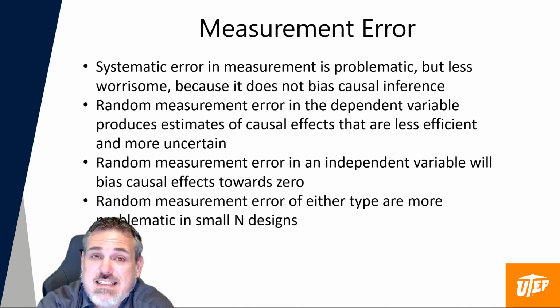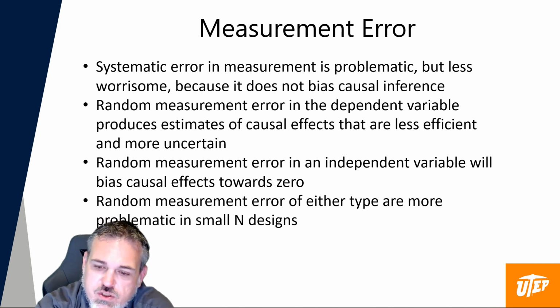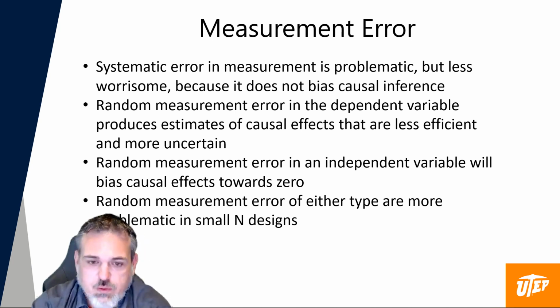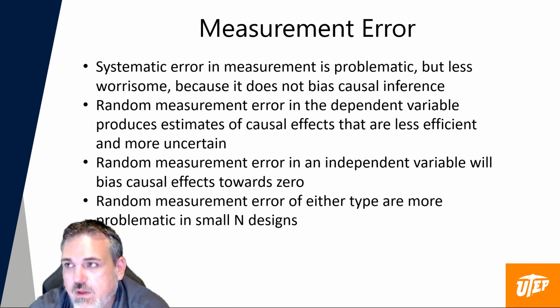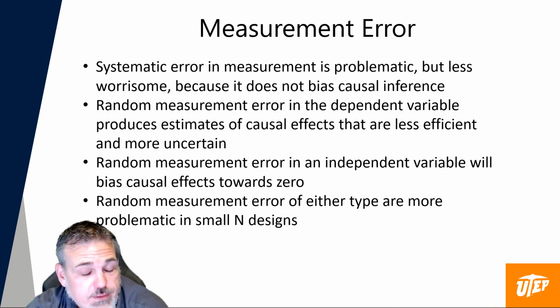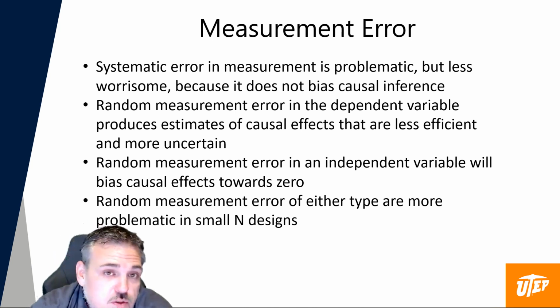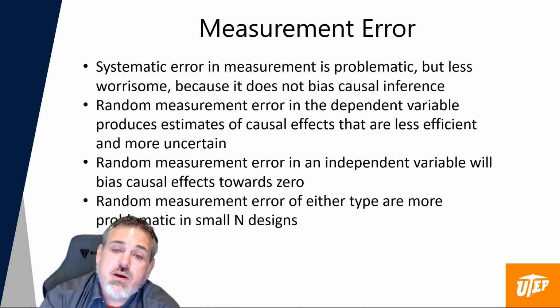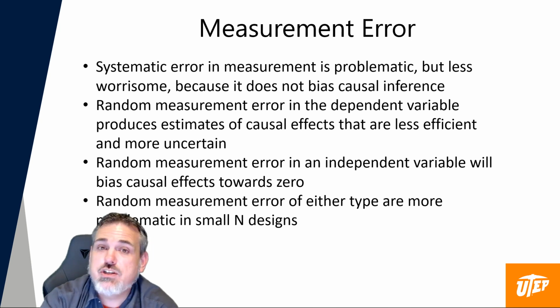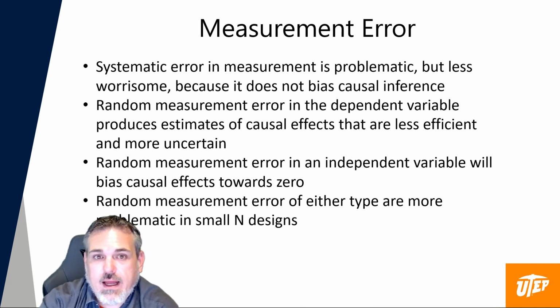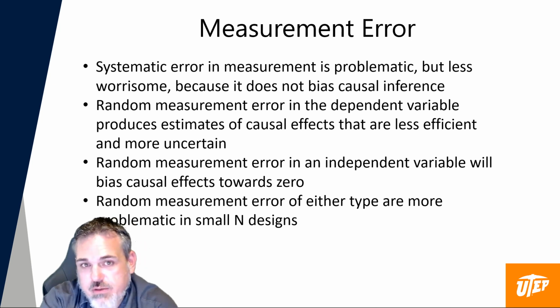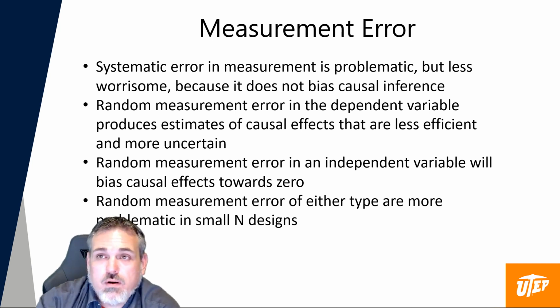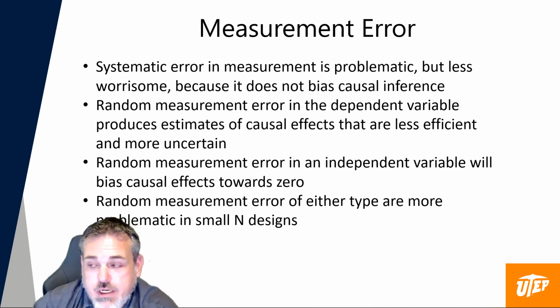Let's say you have 10 data points, small N research. Let's say you only have 2 issues with random measurement error on a variable. That's 20% of your data that's inaccurate. That's a huge issue in small N research. So in small N research, you have to be much more conscious of how you're measuring things and the consistency in which you measure things. Because errors in terms of measurement are much more problematic in small N research than large N research.